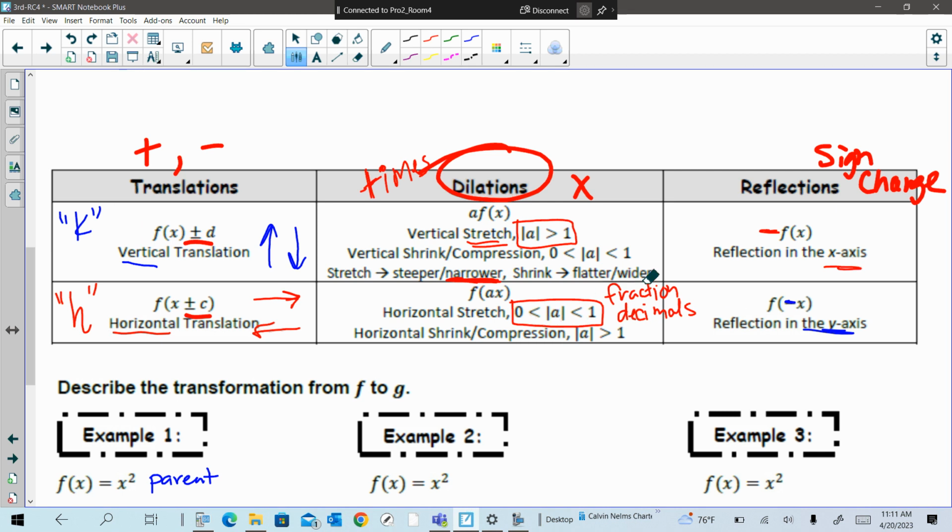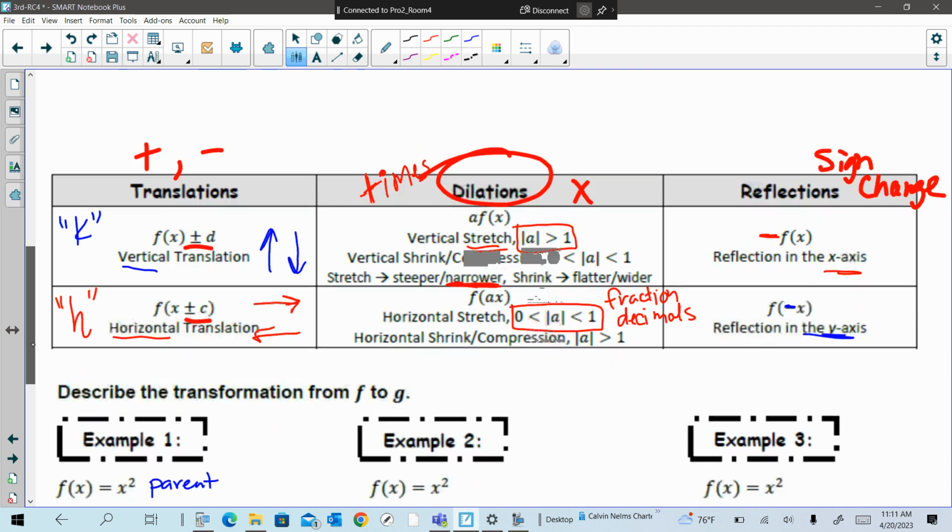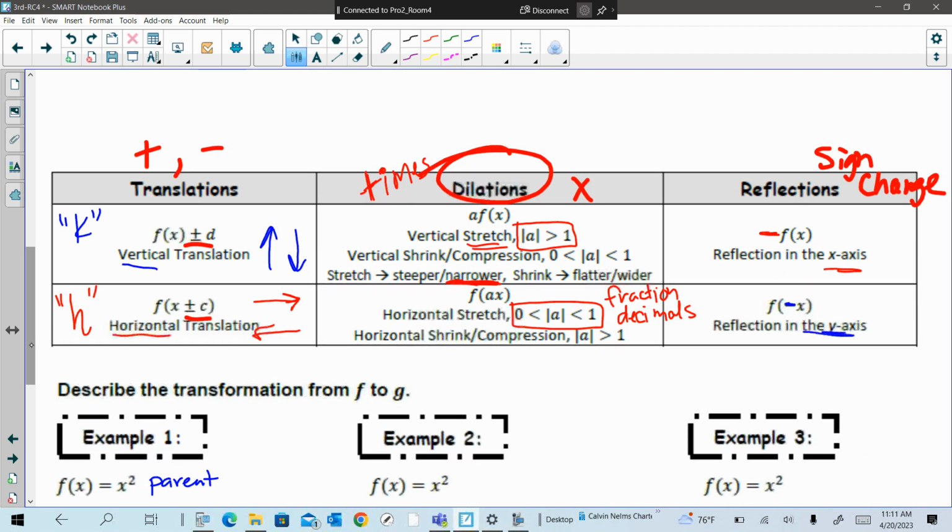And then reflections are just sign changes. I just wrote sign change because we're going to have a negative outside the function or a negative inside the parentheses to the variable, okay? So all I wanted us to do here is, your first function, f of x, is the parent function. All right? So we're going to describe how it's changing.